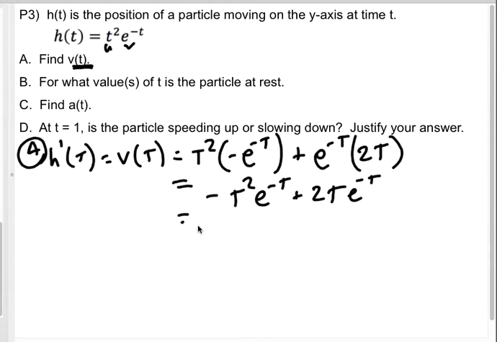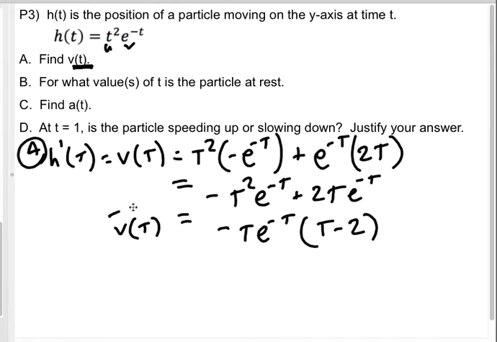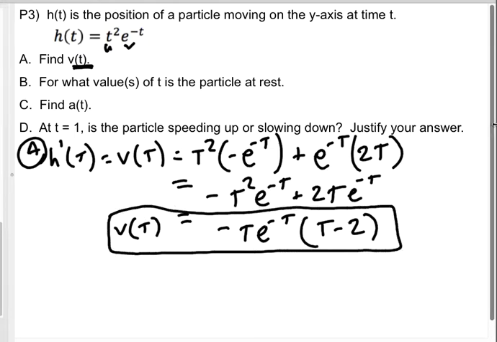If you want to factor it, you can. I would suggest it's worth it. I'd probably yank out a negative t e to the negative t, which would leave me with a t minus 2, right? You don't have to, but again, it's very likely, and we already know because we've read the second question, that you're going to be asked to find when this thing equals 0. So it's easier. Any of these would have been fine, but this one's probably the best.